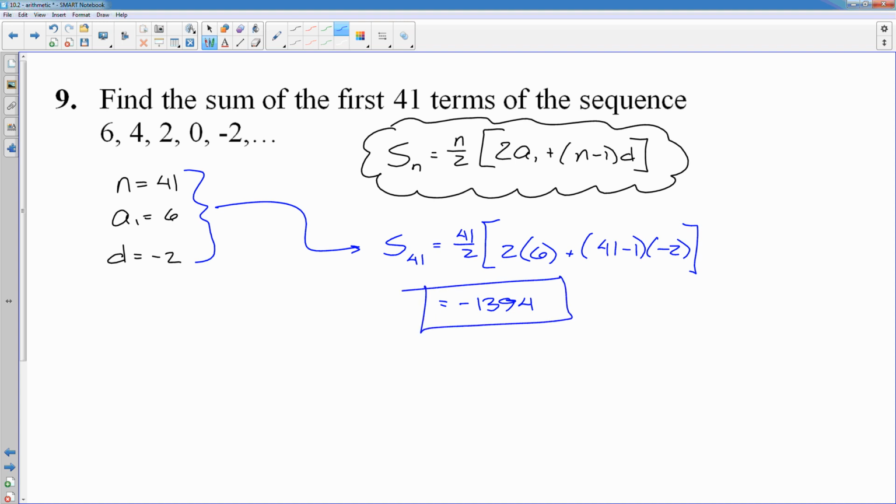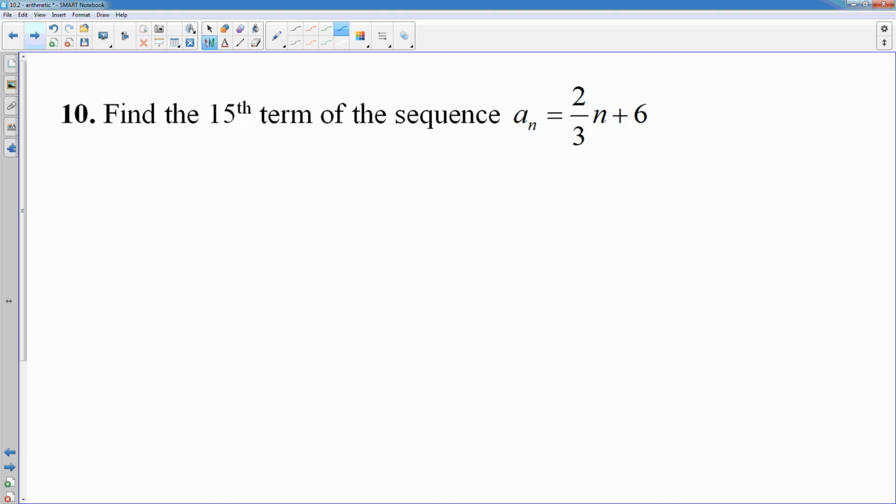So there is the sum of the first 41 terms, and that seems pretty low, but remember, we are starting to dive into negative numbers. My next number is going to be negative 4, then negative 6, and so a large negative number seems reasonable here. All right, two more quick problems.